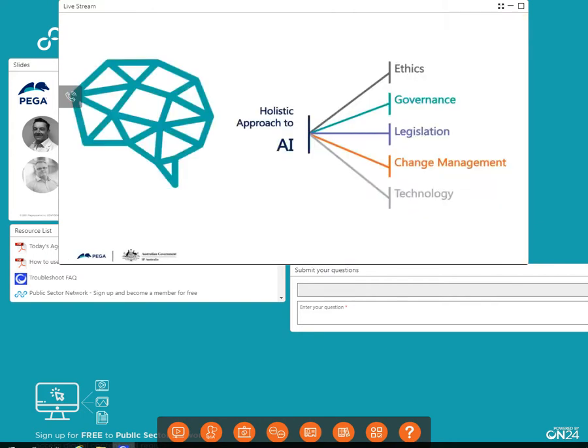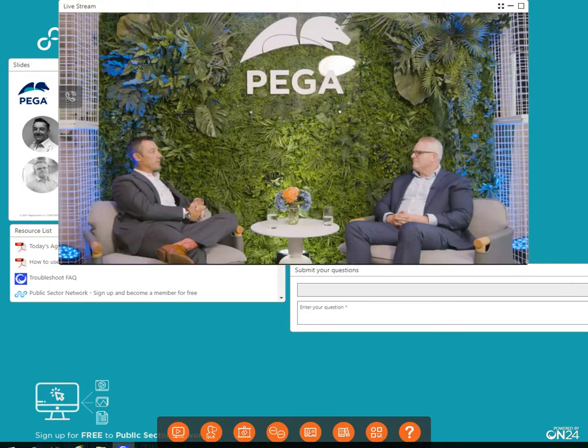It requires us to think holistically across ethics, governance, legislation, change management and technology to get it right. We've done a lot of work to update our legislation, engage with our stakeholders and staff, build technology capability, as well as carefully developing our frameworks that build confidence to ensure automation is considered in appropriate circumstances.